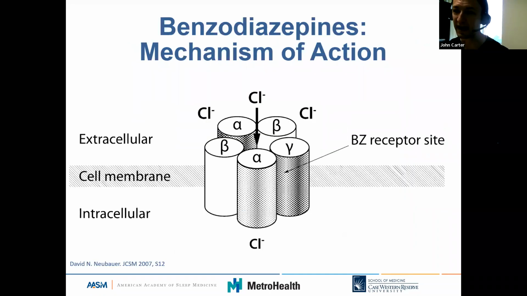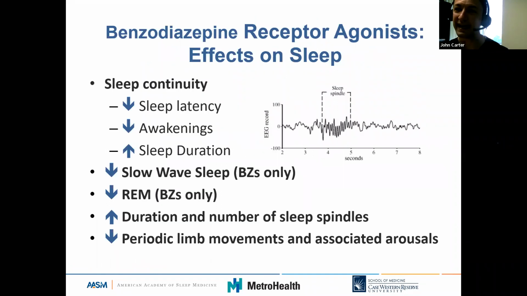Okay, I think everybody's familiar with the mechanism of action of benzodiazepines. They bind to a receptor subunit. They potentiate GABA binding to other subunits on the receptor, and that potentiates intracellular movement of chloride, which hyperpolarizes the cell and results in inhibition, reduced firing.